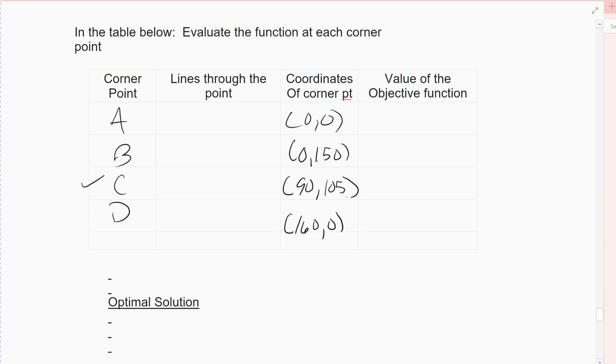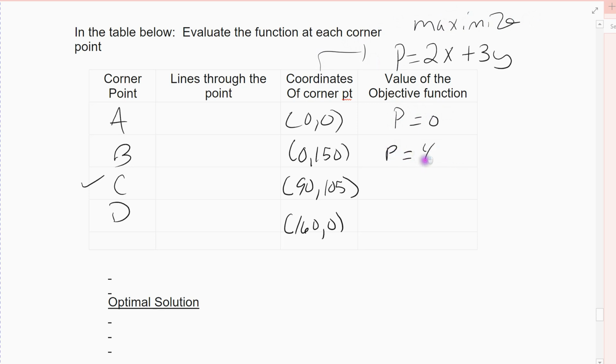All right, the objective equation, which I remember was profit, 2x plus 3y, and I want to maximize. So plug those in. So 0, 0 is going to give 0, and it should make sense. They don't sell any, they don't make any profit. All right, 0 for x, 150 for y, that's going to come out 450. 90, I'm going to guess it's the 90, 105, but I have to check it out, make sure it is.